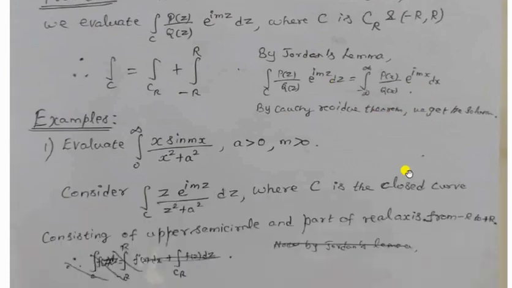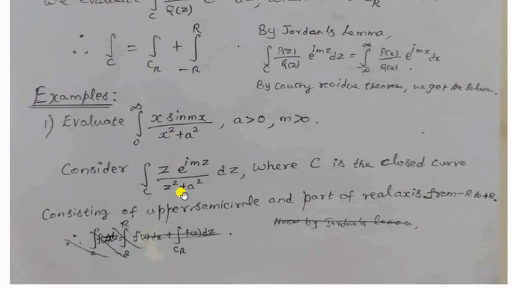Similar procedure. First, we have to convert and rewrite this problem. If it is sine, it is the imaginary part; if cos, it is the real part. Next, I'm going to start the problem by taking the contour integration over C, and here I'm rewriting x as z, and the sine I'm rewriting as e^(imz). Actually, I should write it as the imaginary part, which I'm taking at the end.